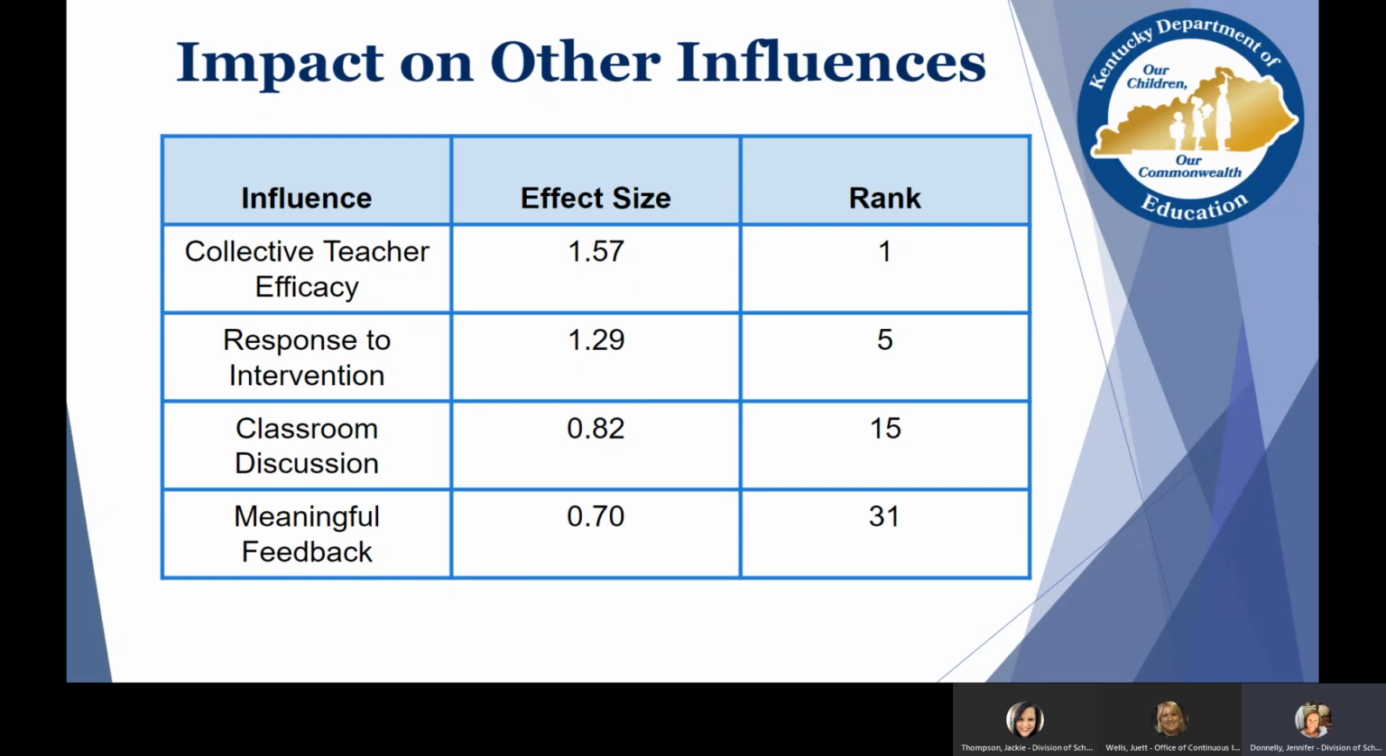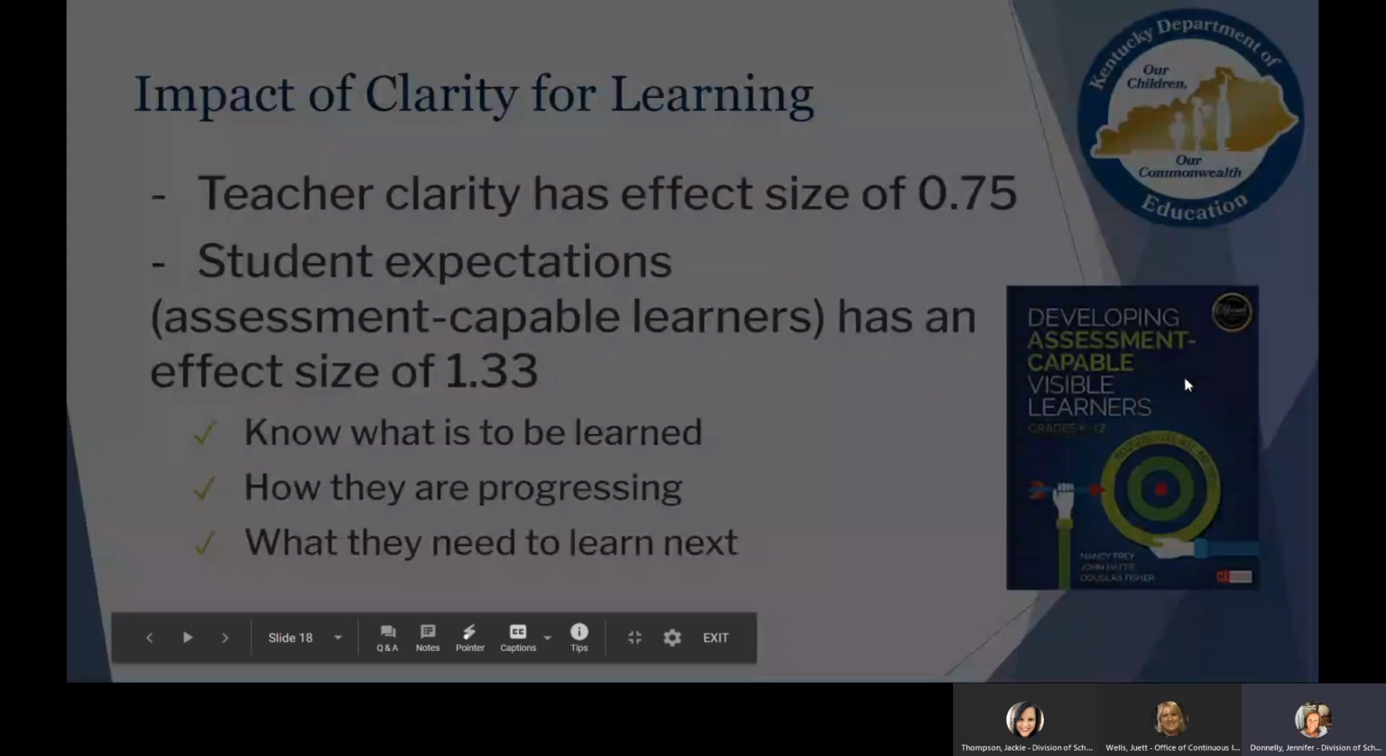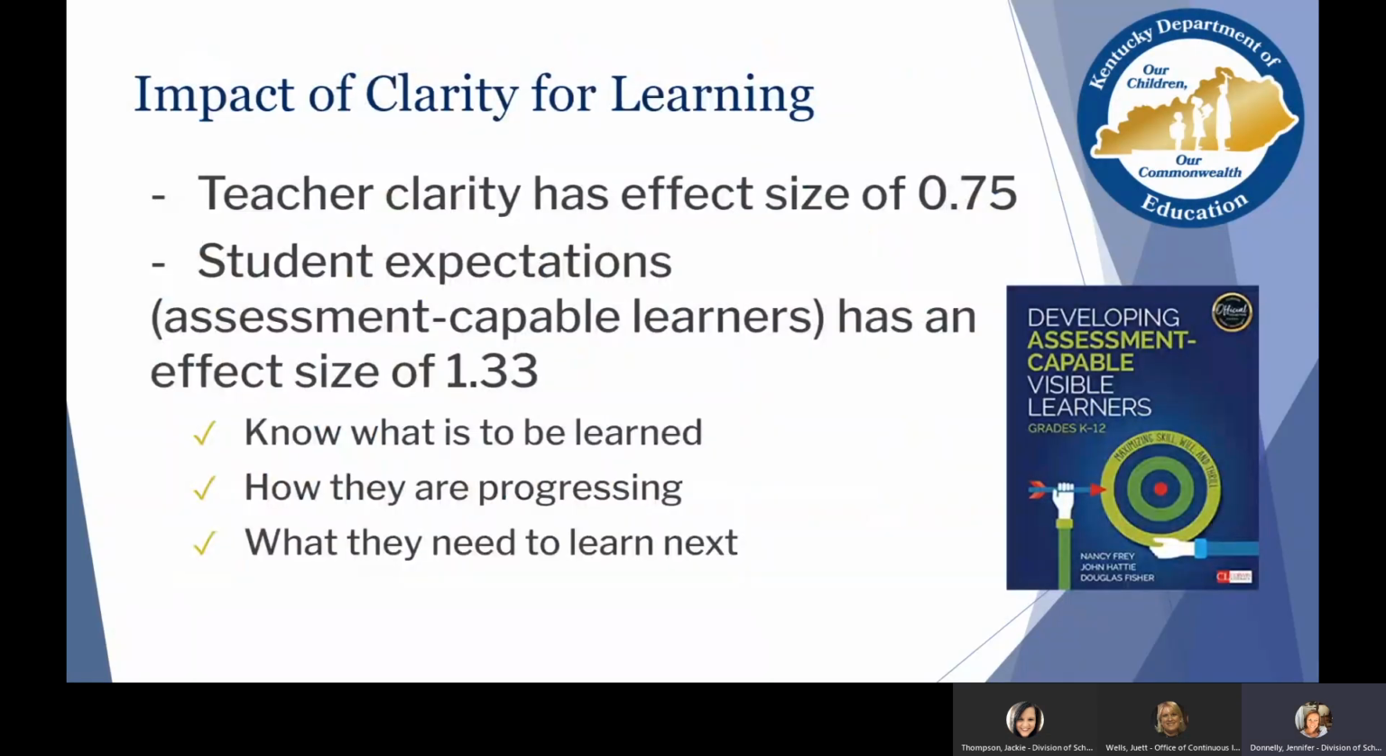So just make sure that we understand that what we do really begins with teacher clarity. I'm going to mention one other influence, and you can see a book here on the screen, Developing Assessment Capable Visible Learners. And you may have heard this term, or you may not. It's right now one of the number one effect sizes. And the idea here is, again, think about teacher clarity. In order for students to have clarity, it begins with us as the teachers. And we don't just want students to have clarity about what they're learning, we really want them to become drivers and owners of their learning. So an assessment capable learner would be able to answer those 3 questions that you see on the screen.